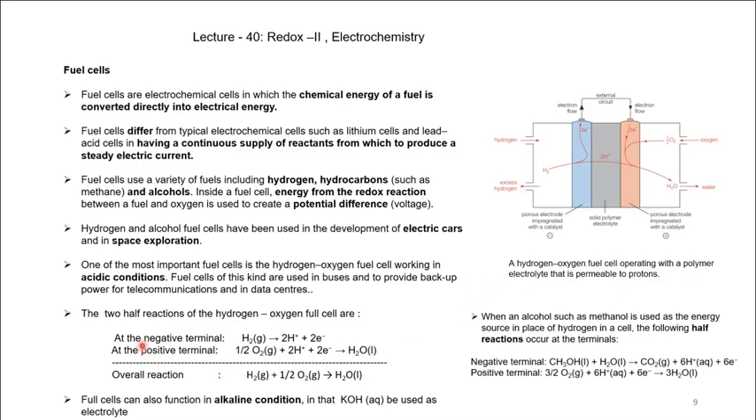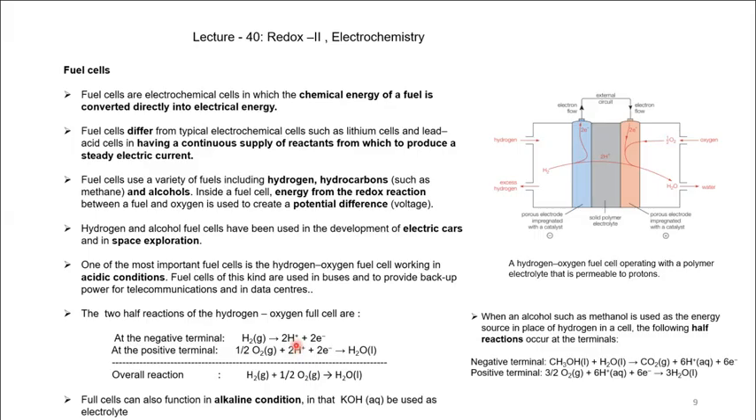What happens at the negative terminal? Hydrogen gas is converted into hydrogen ions and we get 2 electrons, and at the positive terminal, oxygen plus hydrogen ions plus 2 electrons gives us liquid water, and the overall reaction is this. If we look at this reaction, we will see that it is occurring in acidic media. How do we say that? This is hydrogen ion, this is hydrogen ion, and therefore you say that this is happening in acidic media.